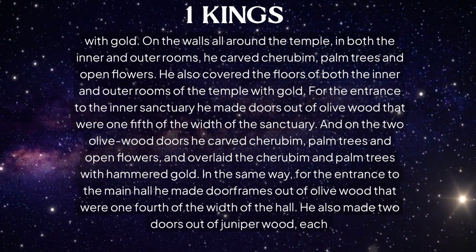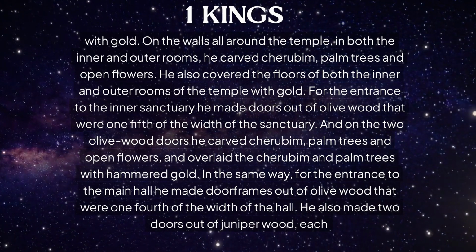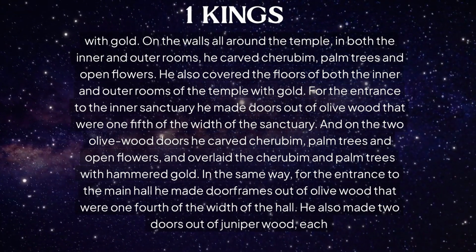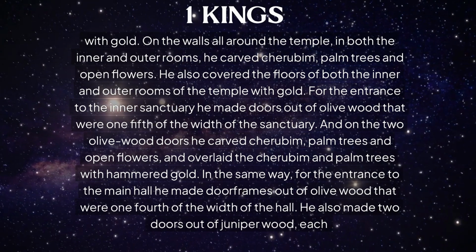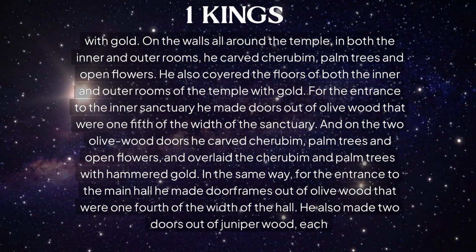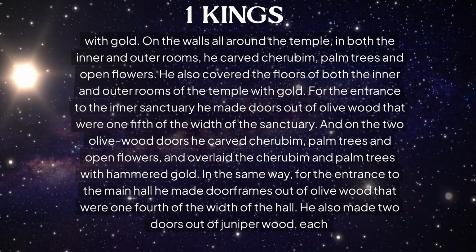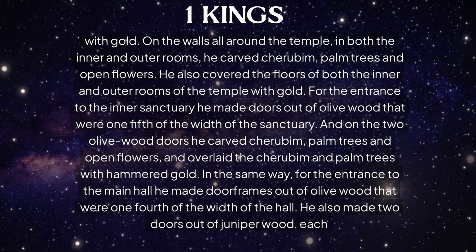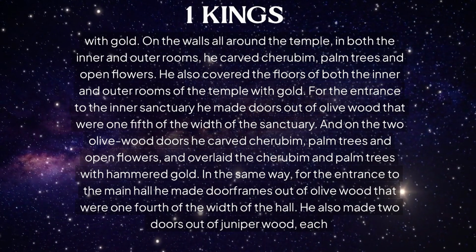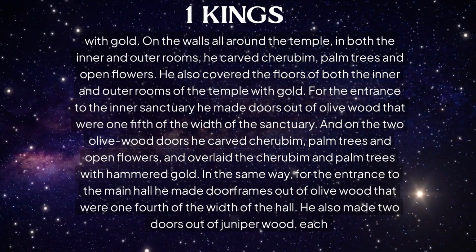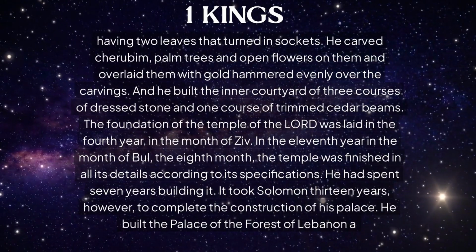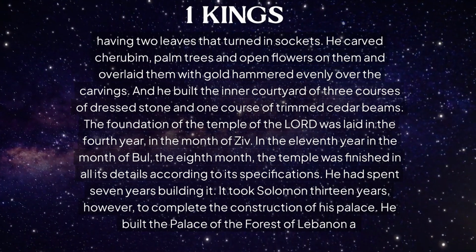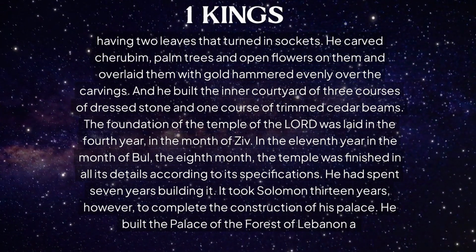For the entrance to the inner sanctuary he made doors out of olive wood that were 1/5 of the width of the sanctuary. And on the 2 olive wood doors he carved cherubim, palm trees and open flowers, and overlaid the cherubim and palm trees with hammered gold. In the same way, for the entrance to the main hall he made door frames out of olive wood that were 1/4 of the width of the hall. He also made 2 doors out of juniper wood, each having 2 leaves that turned in sockets. He carved cherubim, palm trees and open flowers on them and overlaid them with gold hammered evenly over the carvings.